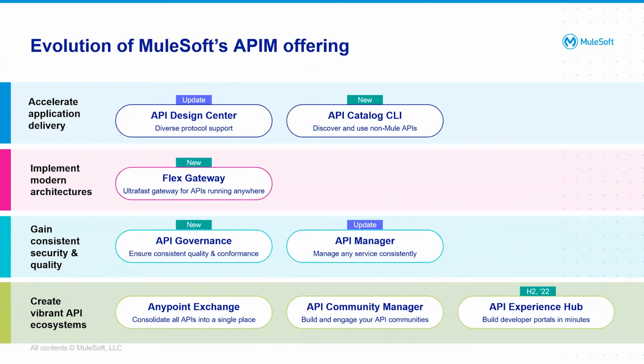We will cover the updates to existing products later in the session, but I want you to take note of 3 important new products under the umbrella of Universal API management: API Catalog CLI, Flex Gateway, and API Governance. All 3 are already out and ready to use. And lastly, we have API Experience Hub, a new developer portal offering, which will be available in Q4 of this year.